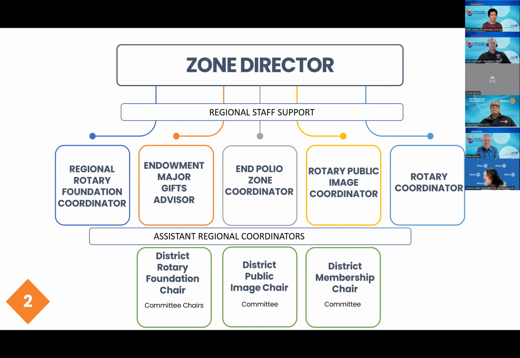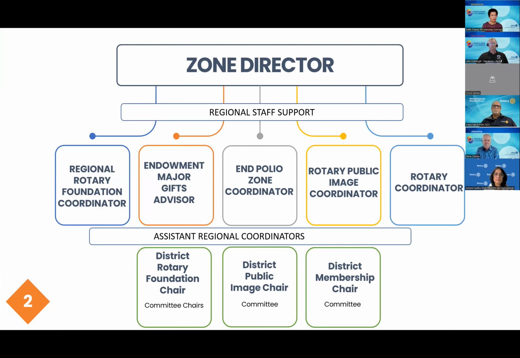You have the zone director, who is Jessie Harmon, and then you have the regional support staff, which is known affectionately as RISPO, and is in Sydney. Then you have your regional leaders, which you've no doubt heard of: our regional foundation coordinator, endowment and major gifts advisor, which is me, our End Polio coordinator, our RPIC, Rotary Public Image coordinator, and our Rotary coordinator. And underneath them sits the assistant regional coordinators, which relate to only 3 of those coordinators, and I'll show you a bit more of that in a minute. And then you have the Rotary Foundation district chairs, foundation, public image, and membership chair. So that's where we all sit.